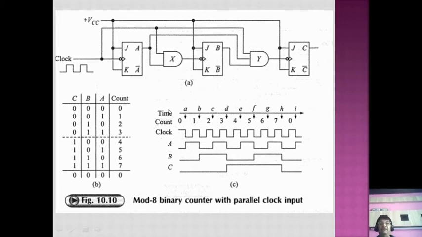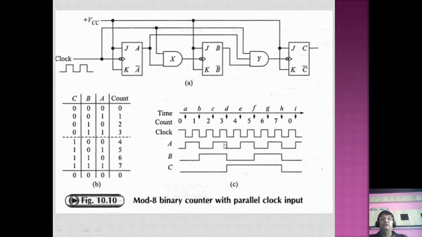On every negative edge of the clock pulse, the output of flip-flop A is going to be complemented. You can see that in this waveform also. At time A, when the negative edge of the clock pulse occurs, the output of A is going to toggle. At point B also, at the negative edge of the clock pulse, flip-flop A is going to toggle. That means it is complemented. The output is changing from high to low. At time C, again it is changing from low to high. That means the output is going to toggle every time a negative transition of the clock pulse occurs.